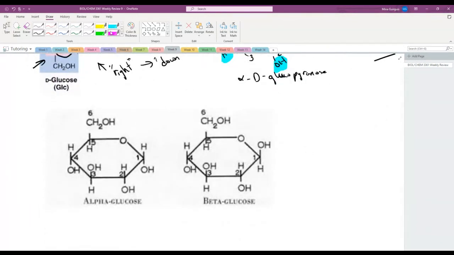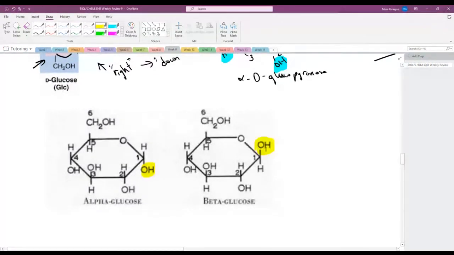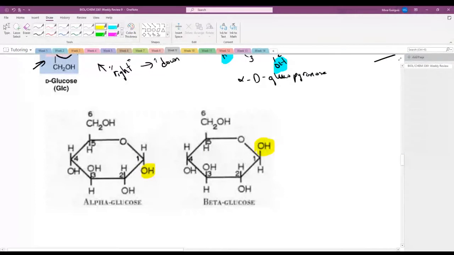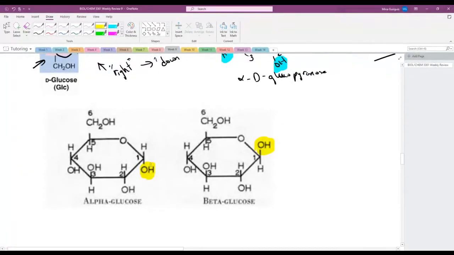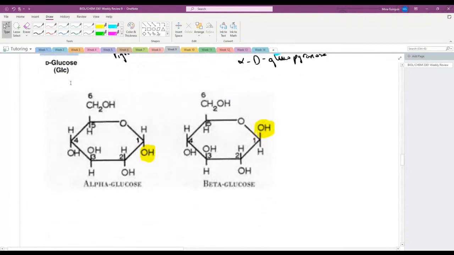Alpha glucose and beta glucose differ in the position of the alcohol on the first carbon group. Okay? Let's repeat that one more time. Alpha glucose and beta glucose differ because of the position of the hydroxyl on the first carbon group. Okay? And you can get both. It's just you need to know which one you're dealing with and you need to be able to identify. Okay? Oh, we're not there yet. Okay. All right.